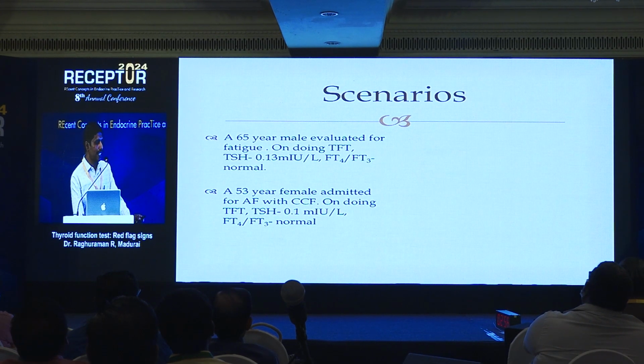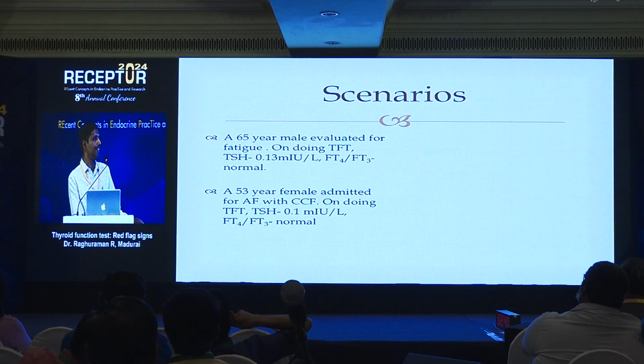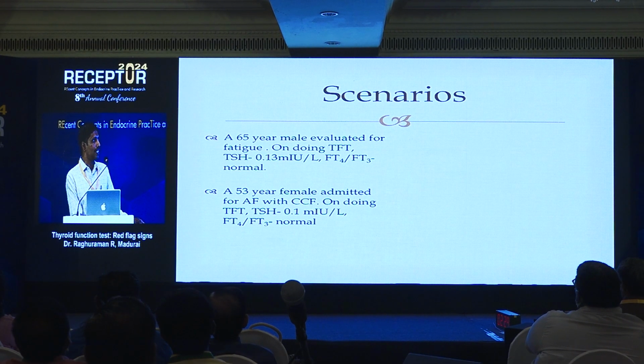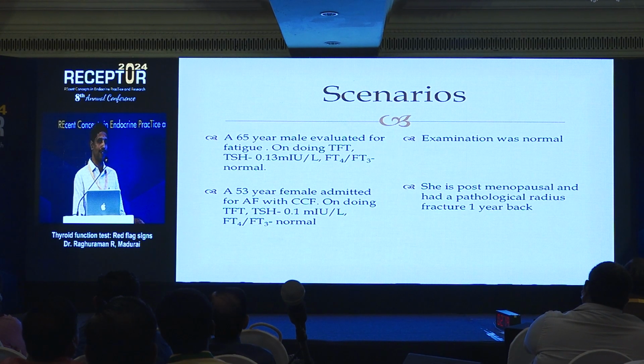Coming on to the next case scenario, here a 65-year-old male was evaluated for fatigue, and on evaluation he had subclinical hyperthyroidism with low TSH and normal FT3 and T4. The second patient was a 53-year-old female with AF and CCF, who was evaluated and found to have subclinical hyperthyroidism. Here, both the patients require treatment, but why? This will be seen in the next slides. The first patient's examination was normal, but the second patient had a pathological fracture of the radius 1 year back.